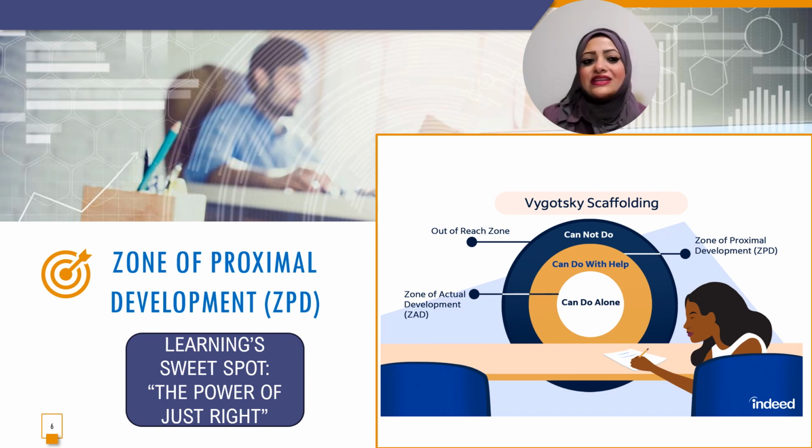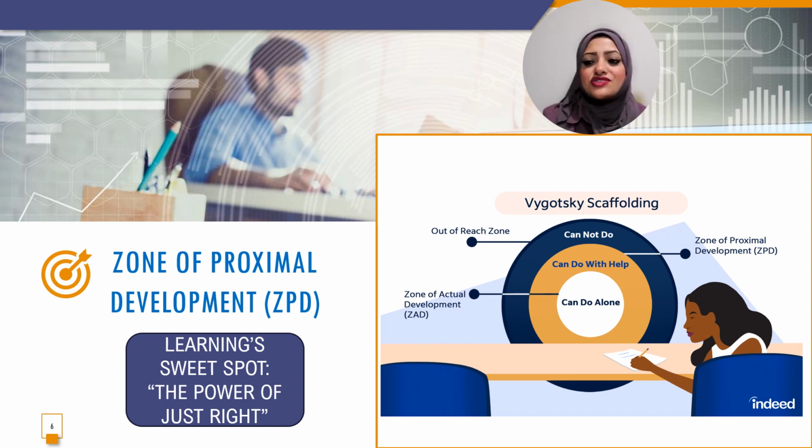The next term we'll be looking at is the zone of proximal development. This is a term that was coined by psychologist Lev Vygotsky in the 20th century, and it describes a range of tasks that a student can perform with scaffolding, but that they cannot accomplish independently just yet. The zone of proximal development, or ZPD, represents potential for cognitive development and learning that's just beyond the student's current capabilities or abilities, and it's referred to as the sweet spot.